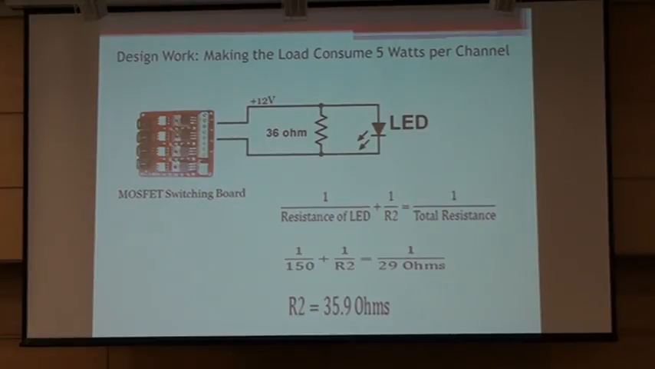Since the 12 LEDs don't draw enough current to consume the required watts per channel, some parallel calculations were done. I have 129 ohms of total resistance and 150 ohm resistance of the LED. When you do the math, you come out with a resistor of around 36 ohms. So to burn 5 watts per LED, we need to have a 36 ohm resistor wired in parallel.